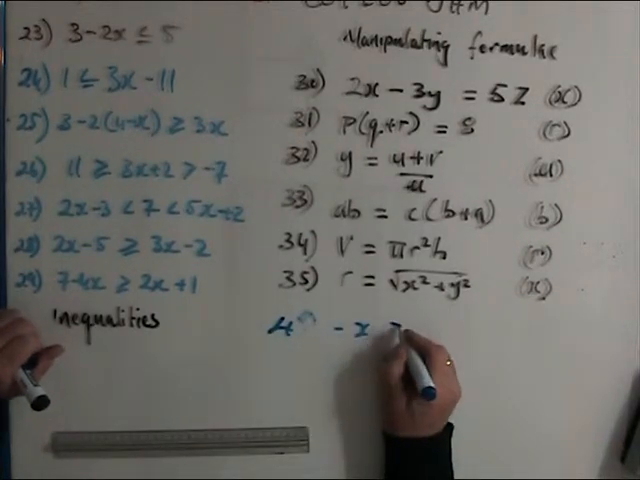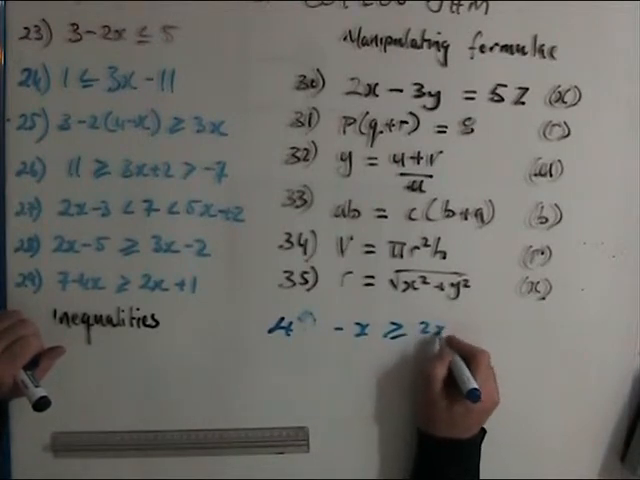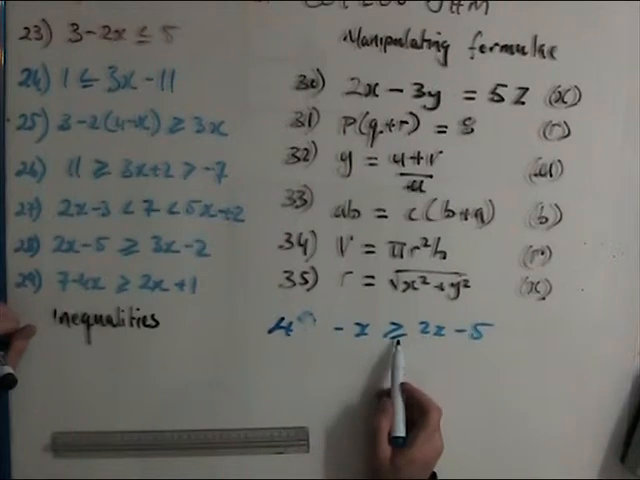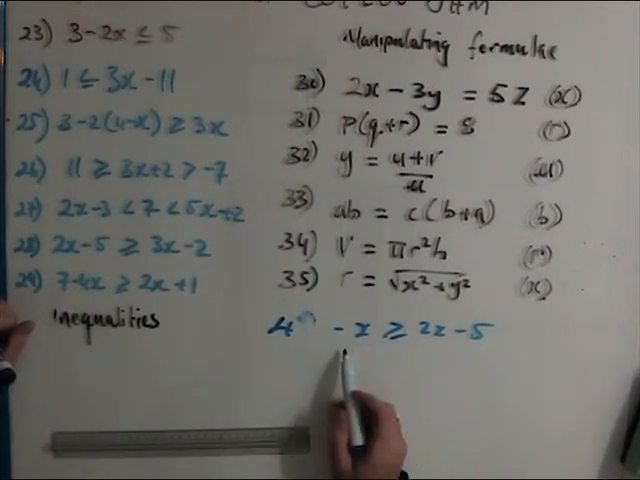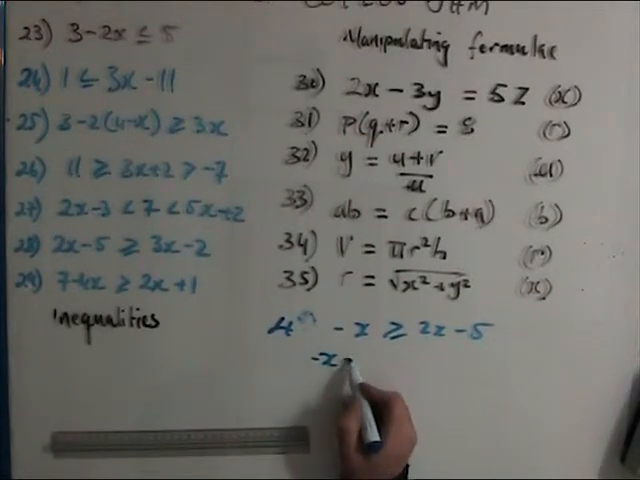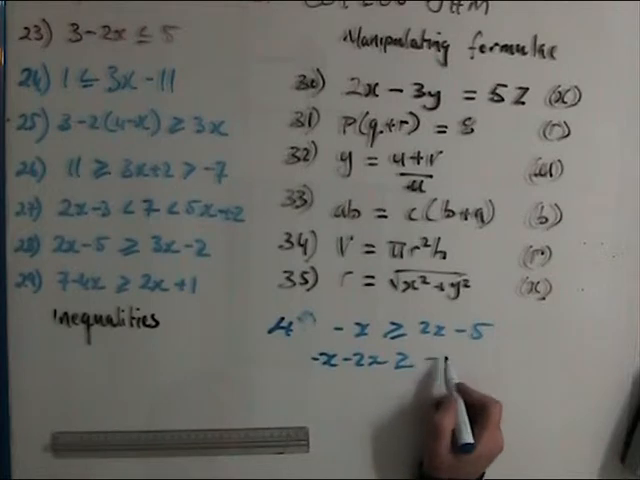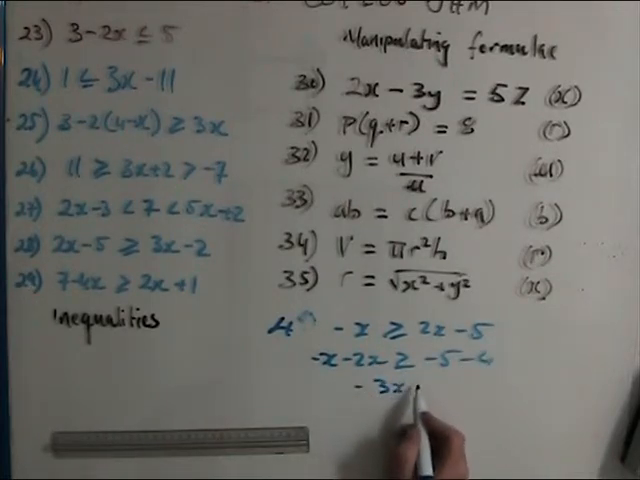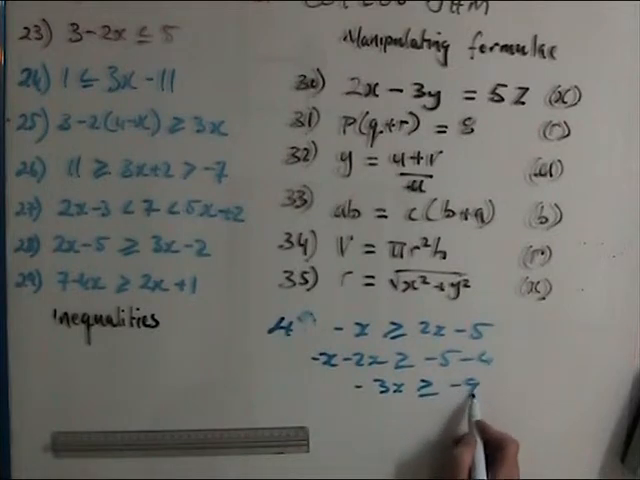4 minus x is greater than or equal to 2x minus 5. Now, this is like an equation. You've got an equal sign here. So you bring everything over and you make x on the left hand side. So you got minus x minus 2x is greater than or equal to minus 5 minus 4. So you got minus 3x is greater than or equal to minus 9.